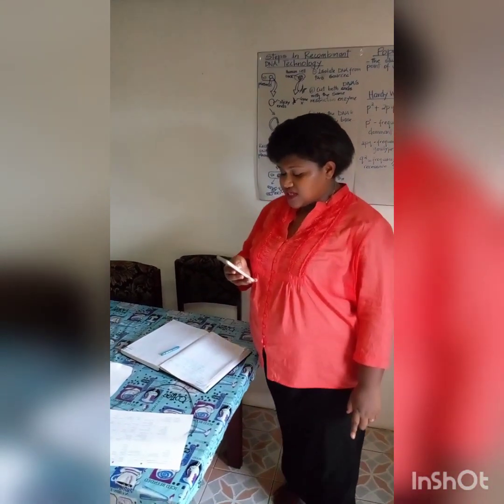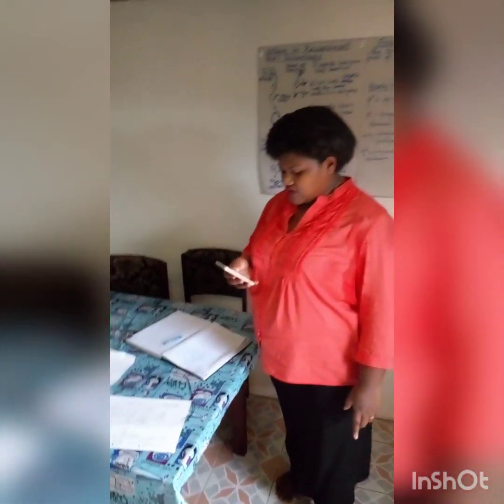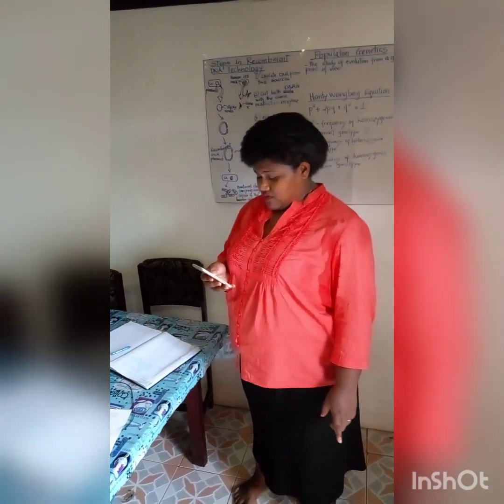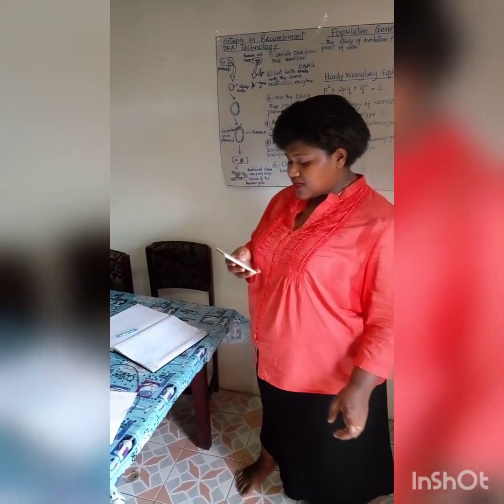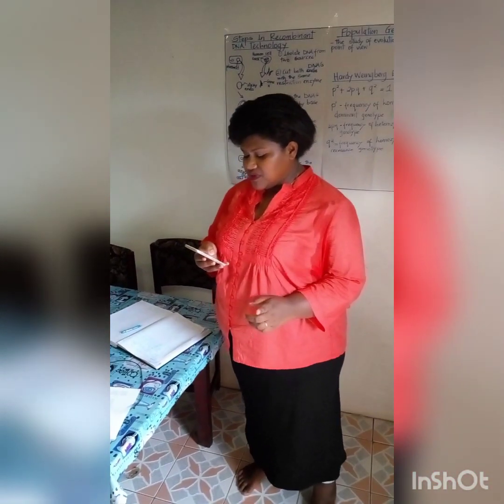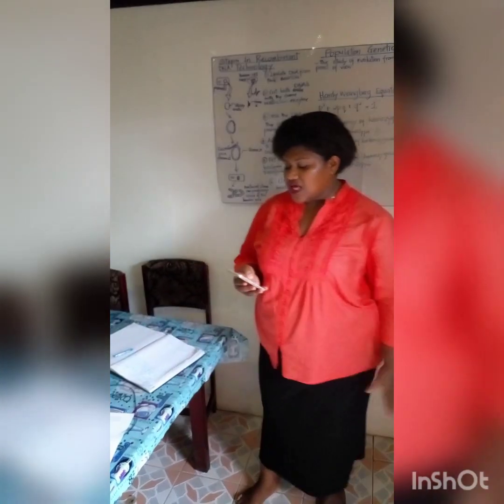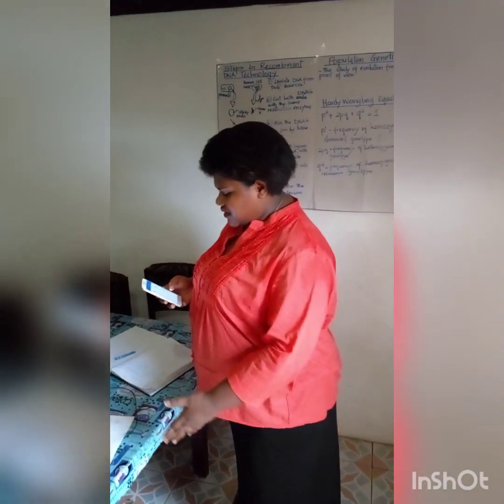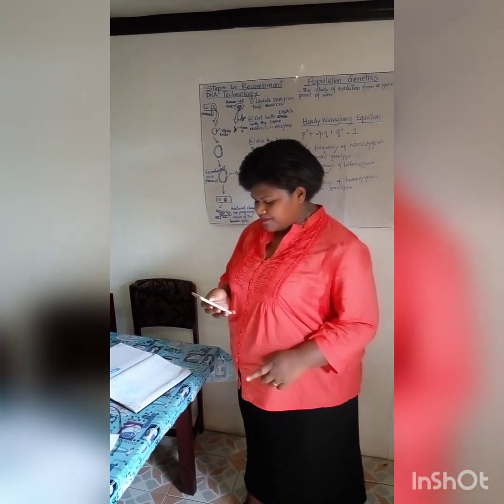The first question is: write the advantage of genetically modified organisms. The answer is, genetically modified organism refers to the genetic material that has been artificially altered through genetic engineering to change its characteristics. If you have that answer, place a tick and put 1 mark.